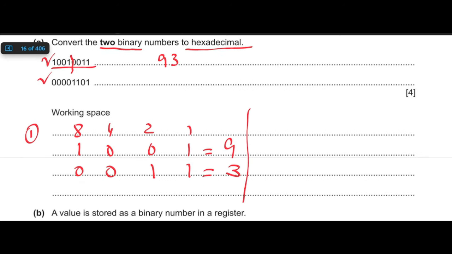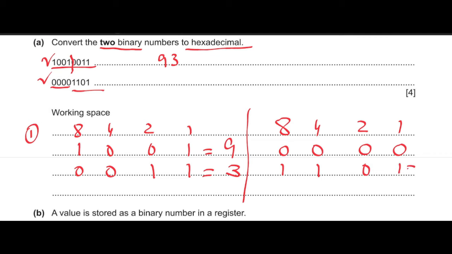We do the same thing. 1, 2, 4, and 8. First 4 bits are 0100. And the next one is 1101. So 0100 is 4, and 8 plus 4 is 12, plus 1 is 13. 13 is D in hexadecimal, right? So the answer will be 4 and D. This is the answer.